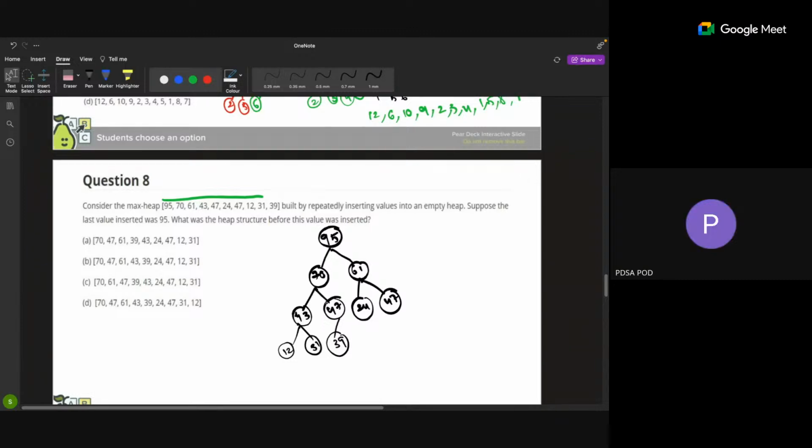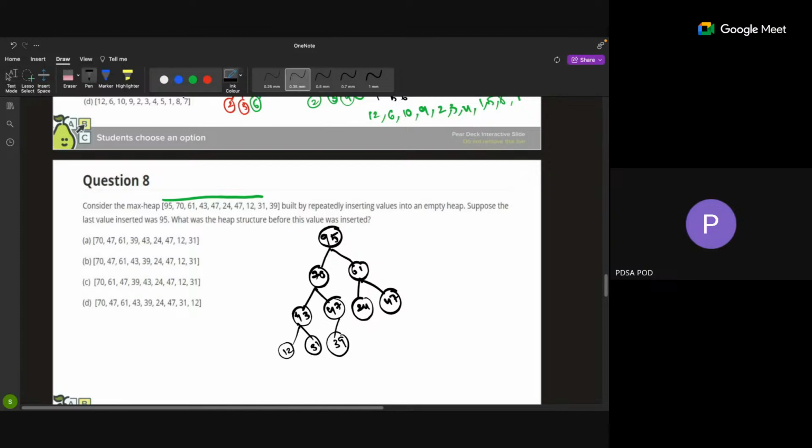Now, what could that heap be if 95 is the last inserted element? Before inserting, what could your heap look like? Can anybody give an idea? Very easy, straightforward question. The recently inserted last element is 95, but before inserting 95, how does your heap look? Sir, I think 70 will be at the top. Yeah, it's okay, but how can you easily trace that out from this list?